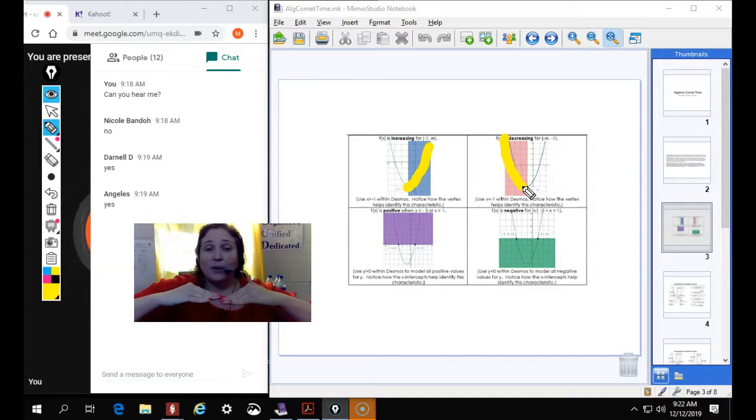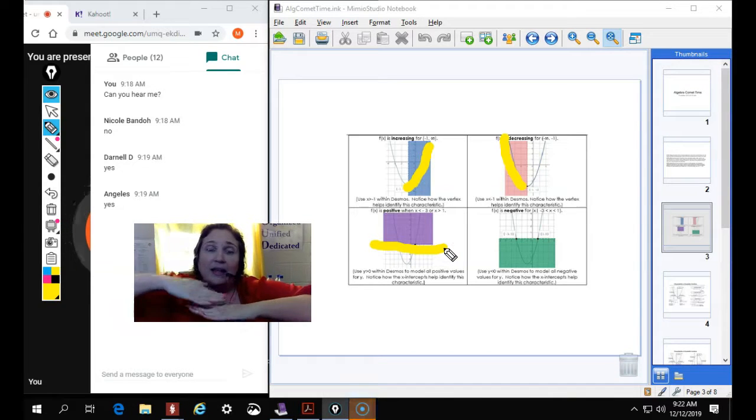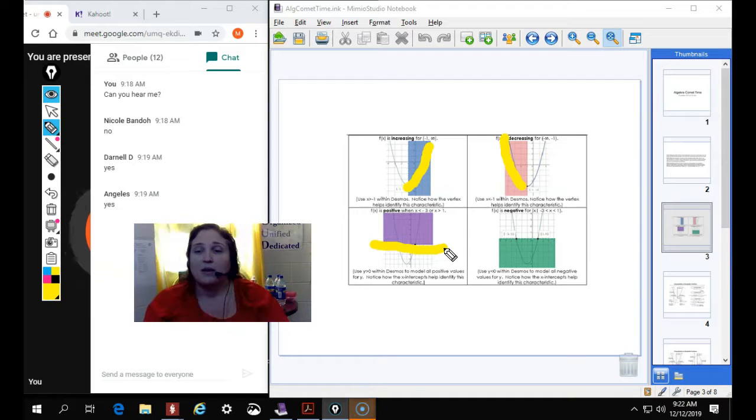Also, we look at our x and y values. When is something positive versus negative? That's when we're looking at what our y values are. If we look at the x-axis right here, that's when y equals 0. We can see that anything above it, the y values are positive. Anything below it, the y values are negative.